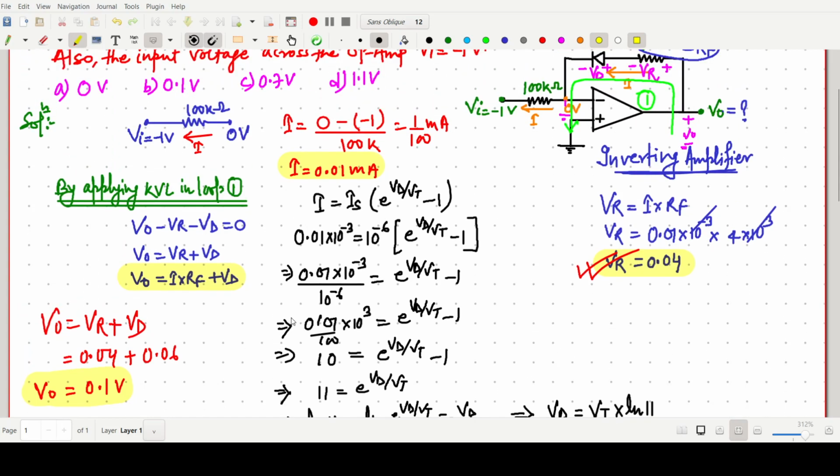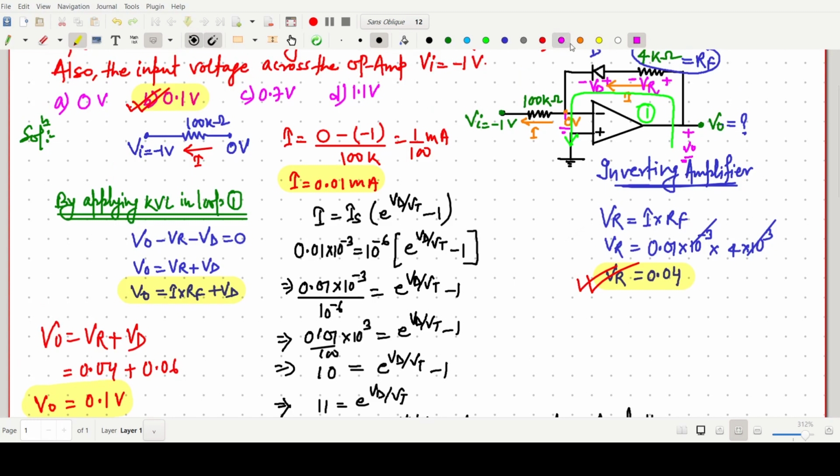Some questions are given where one can also go from this side. They can write Kirchhoff's voltage law. I am just showing how to write it, but the right answer is 0.1. First I have to mark the option, 0.1. I am also highlighting this one. 0.1 will be the right answer. Suppose some people want to write Kirchhoff's voltage law on their side, they can also write it that way, not an issue.